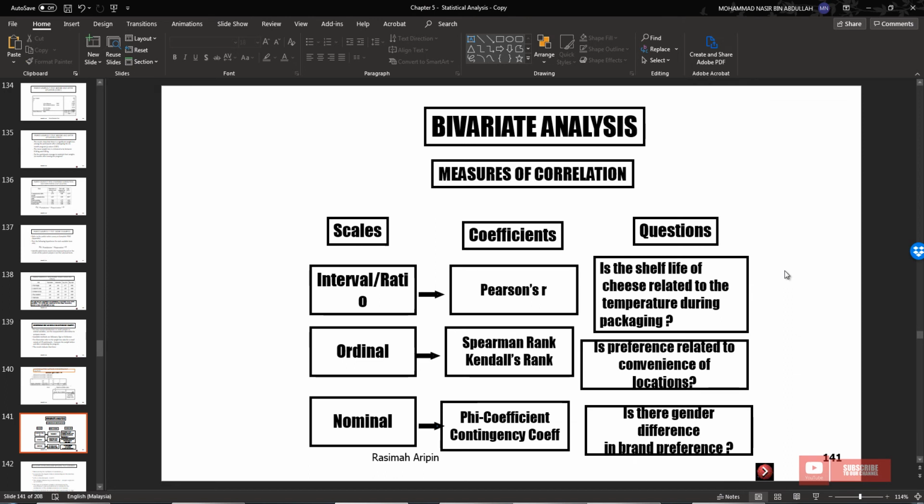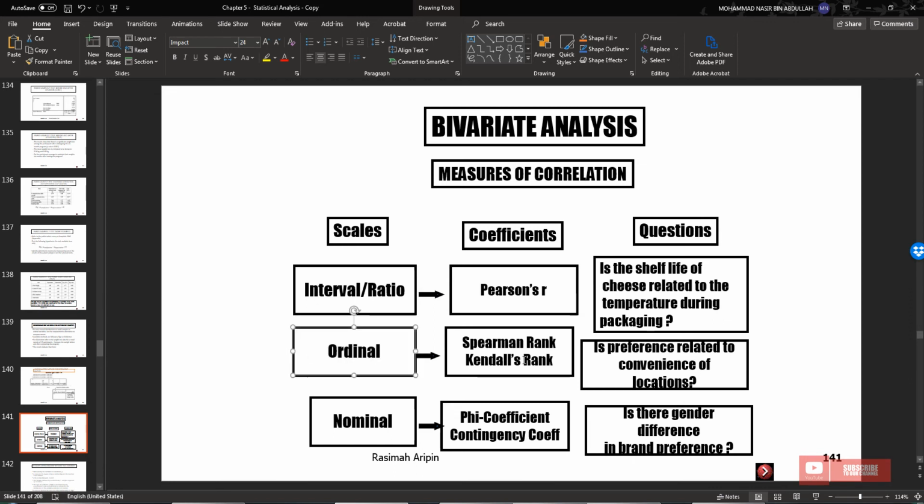Right, this is a bivariate analysis. Bivariate analysis is the same thing we looked at before. When you have interval scale or ratio scale, and you want to find the correlation between two variables, you can use Pearson R correlation coefficient. If you have ordinal scale, you can use Spearman rank or Kendall tau. If you have nominal scale, you can use a phi coefficient or contingency coefficient. Right, the purpose is the same. We want to find a correlation, right?